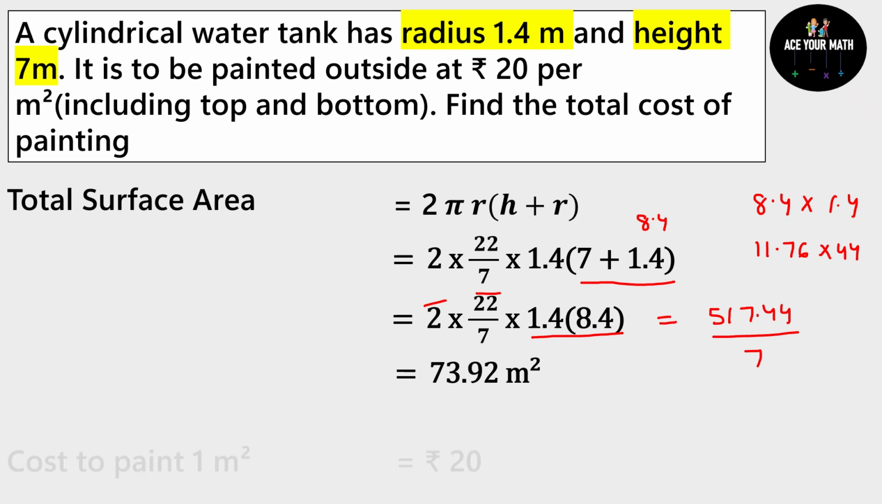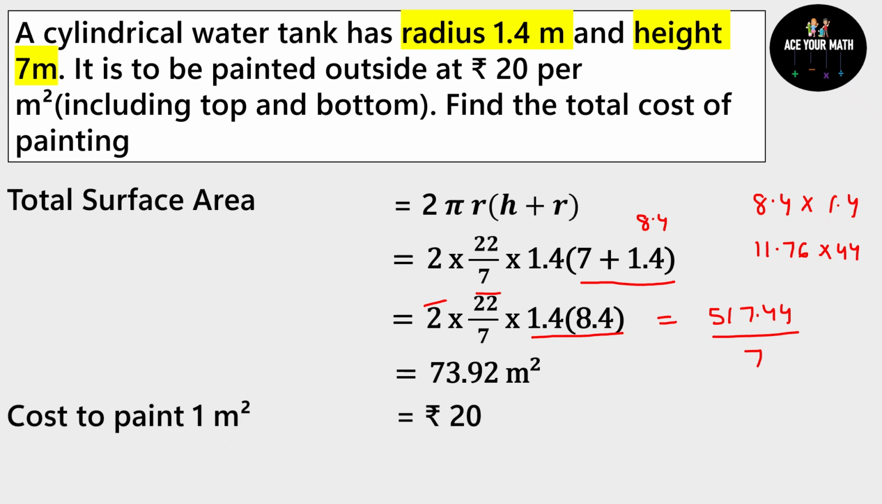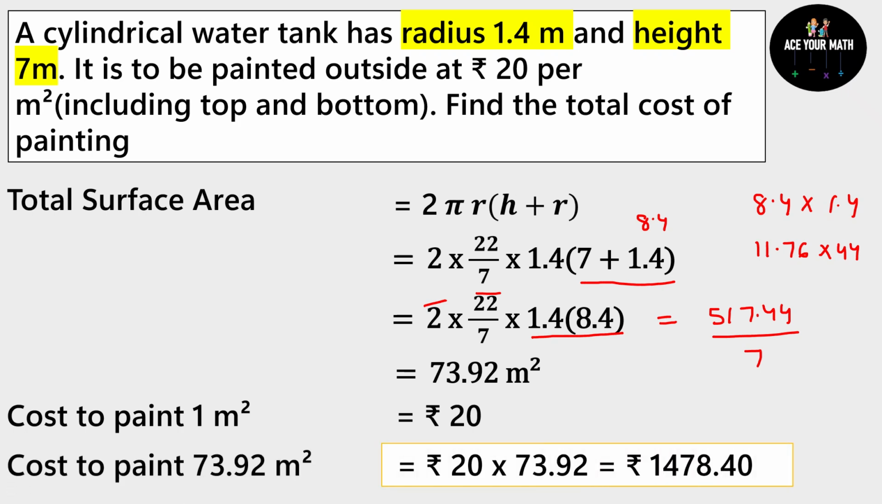Now what is given to you is that the cost to paint 1 meter square is nothing but rupees 20. Now how much area do you need to paint? You need to paint 73.92 meter square. So what will be the cost? It is very simple. You will multiply that area by 20. So what is the answer now? The cost to paint is 1478 rupees and 40 paisa. Okay, so this is how you solve such problems.